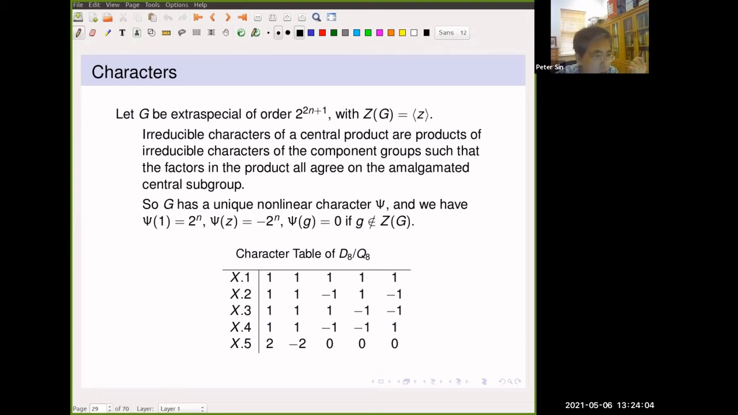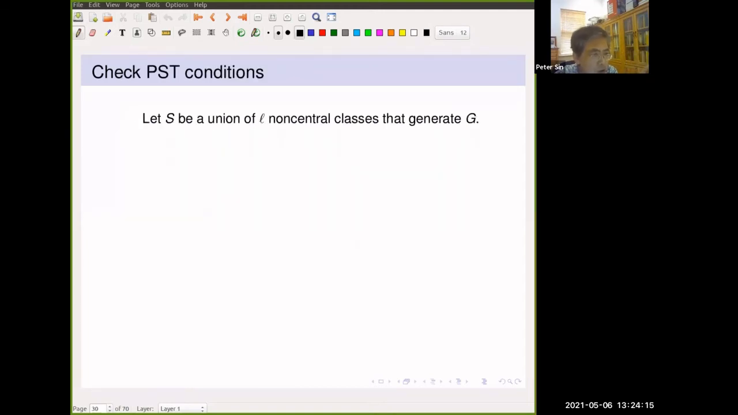That's the character theory, and now using the characters of the extra special group, we can see whether we have perfect state transfer or not. Let's just check it. I have to choose a connecting set. Let me choose S, the connecting set, to be a union of L non-central classes that generate the group G, so that we have a connected Cayley graph. Each of the conjugacy classes is of the form {g, gz}, just of size 2.